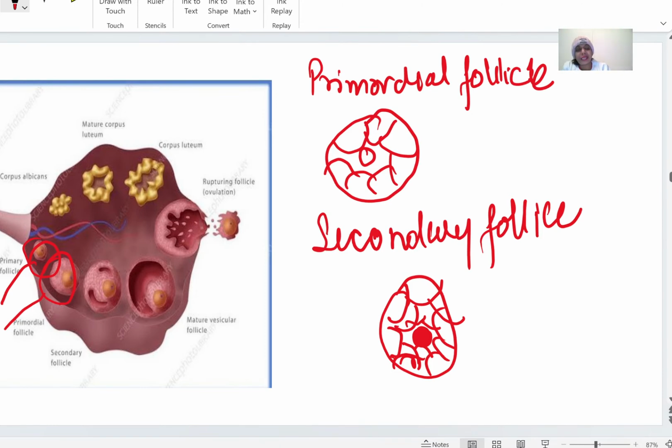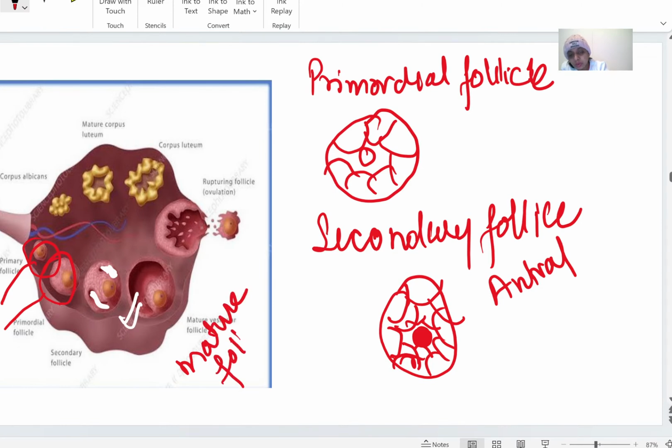What is antral? If the cavity comes, you can see here the cavity has come. So this is an antral follicle. This one is the mature follicle, wherever there is the biggest antrum. Mature follicle. This is the follicle which is rupturing.